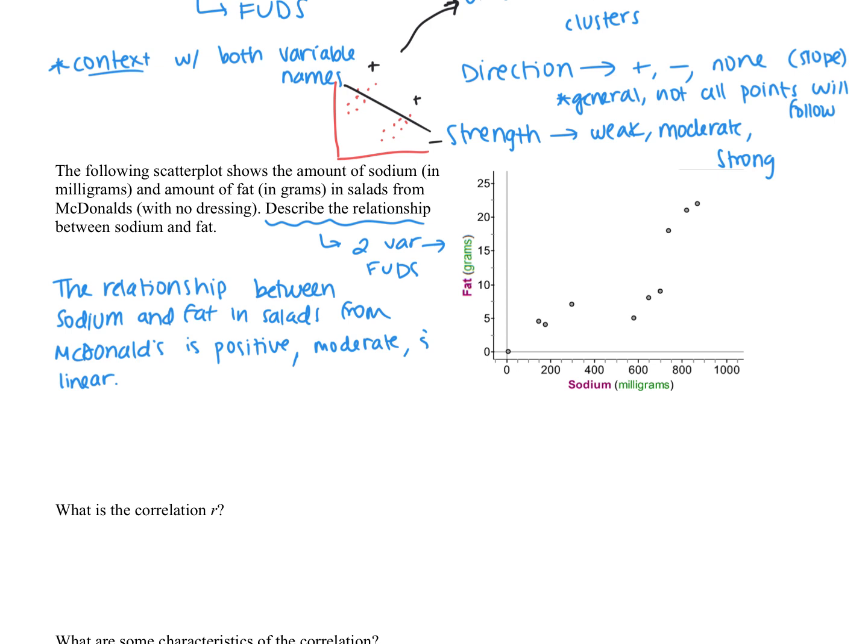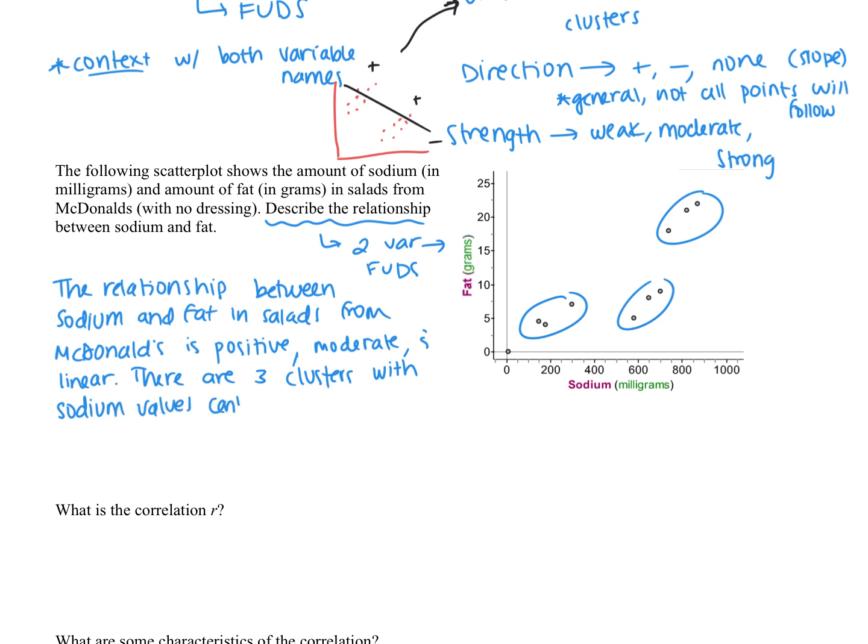For unusual, it looks like there are three clusters. So there are three clusters. And then we're going to say where those are. With sodium values, so I'm looking at the x-axis, centered around 200, 600, and 900 milligrams.